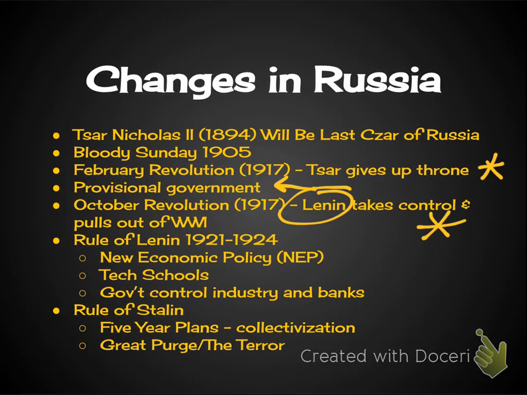As we're looking at the rule of Lenin, if we look through the years that he's ruling, we see some of the major policies as a new economic policy. We're going to see that he's going to have some market economy, but government is still going to control industry and banks. So they're still very state-controlled with industrialization. We know that they're going to focus, because of that, on technical schools and people being educated in that way. So those are linked together.